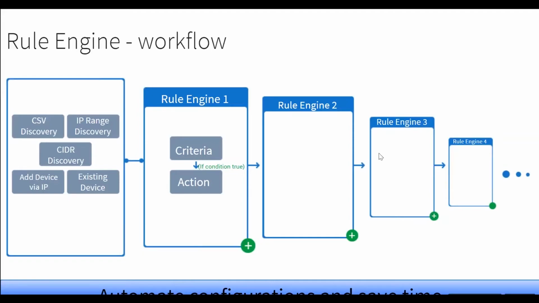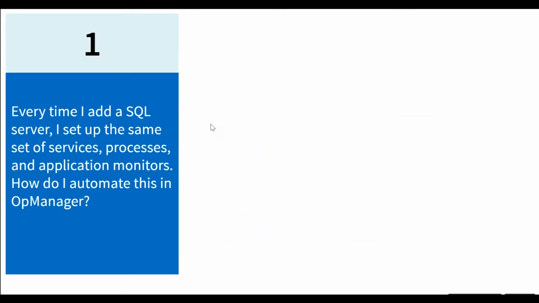Moving on, you can keep creating many rules, and this would make your job much simpler. It would help you automate your configurations and save a lot of time. Let me give you an example. Let's say every time I add a SQL server in OpManager, I set up the same set of services, processes, and application monitors. How do I automate this in OpManager? Is that possible? Yes, this is possible with the help of the rule engine template, because it is not required that you add devices first and then get into each individual device to configure the same set of processes. It can be achieved with the help of a rule engine.